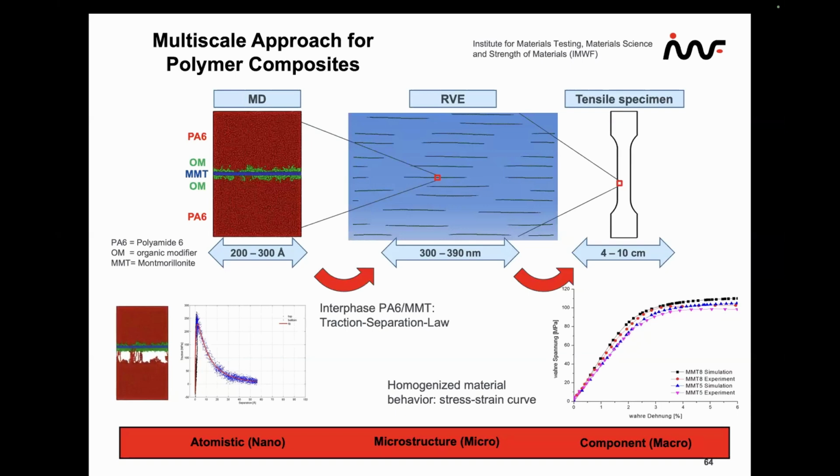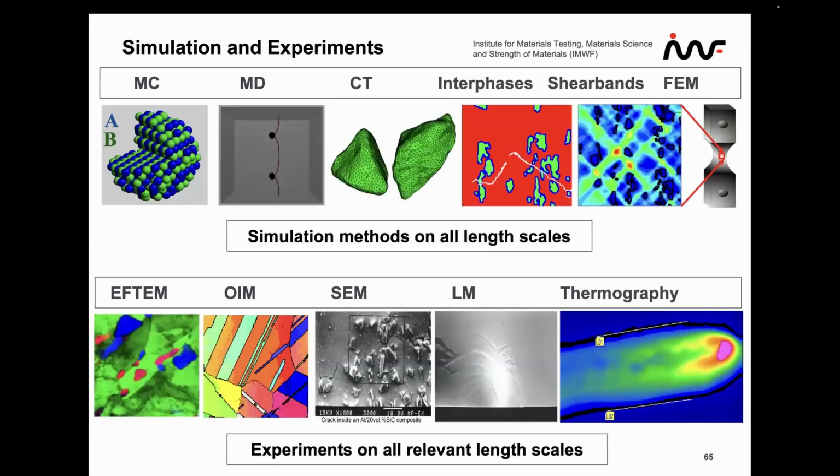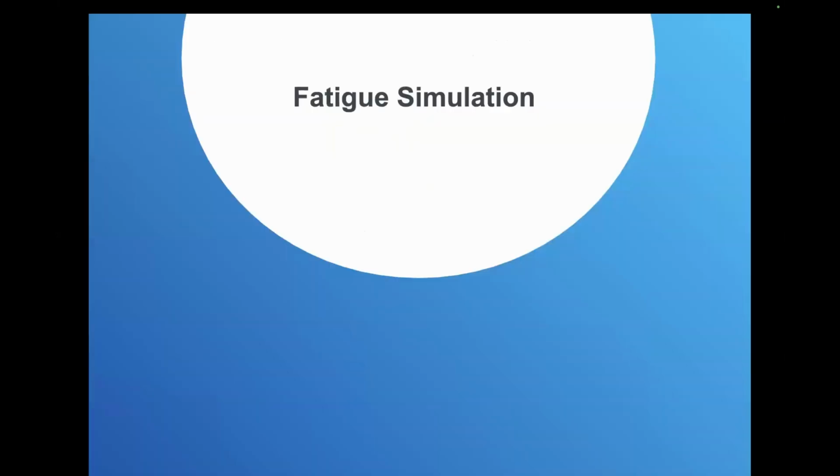The traction separation law from atomistic simulations is used in representative volume elements in order to simulate a tensile specimen for 2 grades. And the good agreement in the stress-strain appearance is obviously seen also here for this polymer composite. So in all cases, we look at simulation methods on all length scales, but also at experiments in a similar way on all length scales, in order to compare and to be sure that everything is well captured.